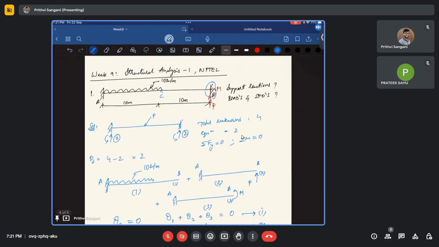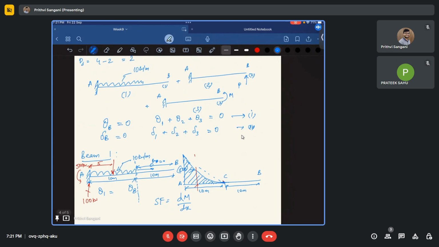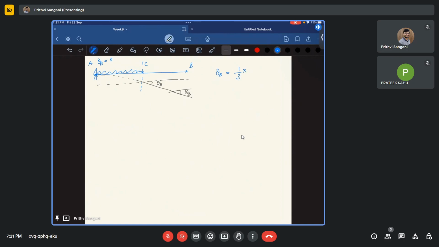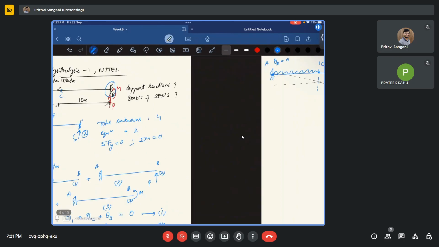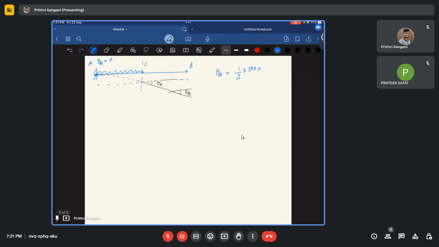Now what is the area of such a parabolic curve? The area of such a parabolic curve is 1 by 3 times 500. What I'm trying to say is this is 1 by 3 times this rectangular area. So that is 1 by 3 times 500 times 10, divided by EI. Don't forget this. This is EI. It is always the M by EI diagram, not exactly the bending moment diagram. So from this, what we are going to get is 5000 by 3 EI.